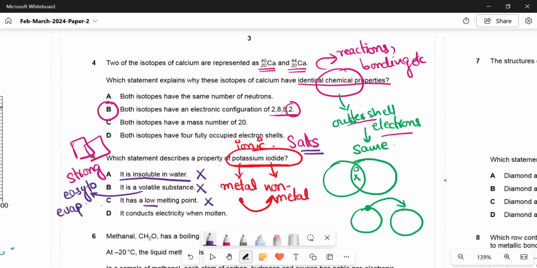It conducts electricity when molten. Yes, this one is true because the ionic compounds cannot conduct in the solid form, but they do conduct in the molten form or aqueous form.